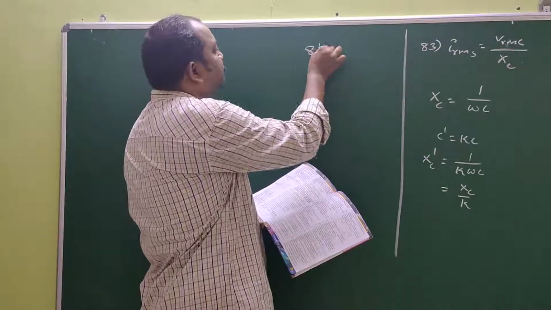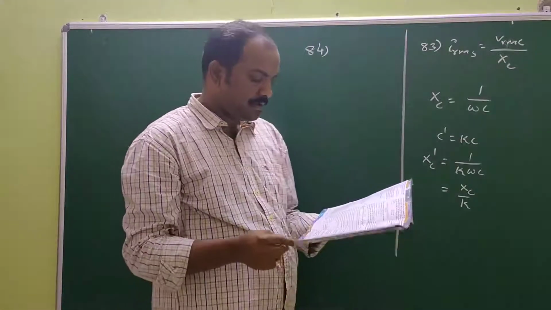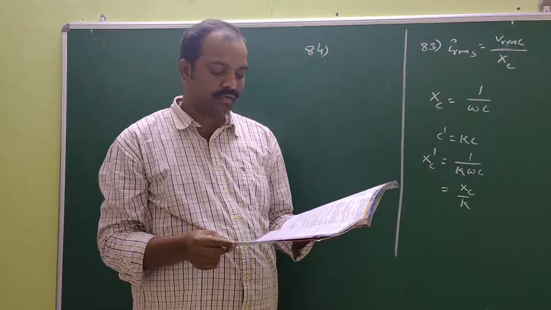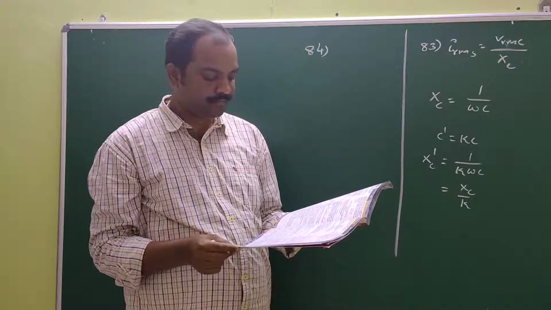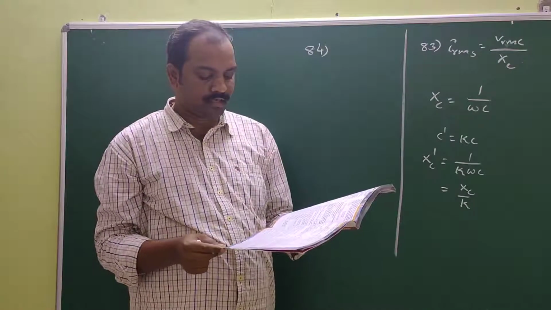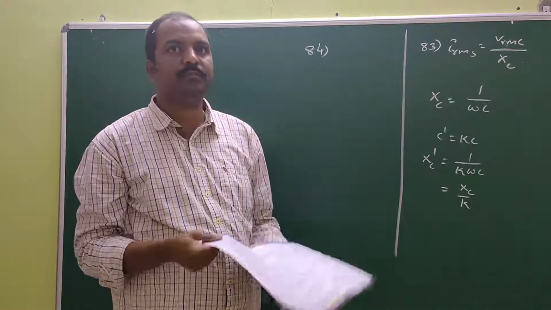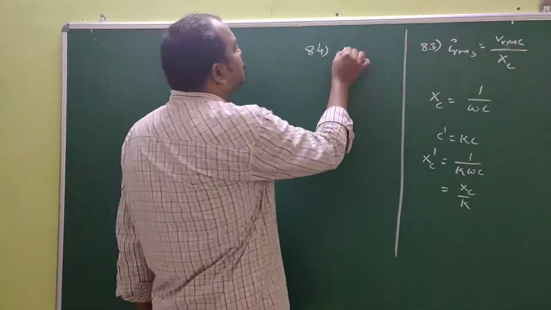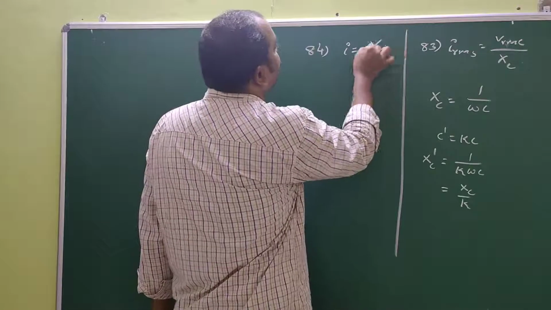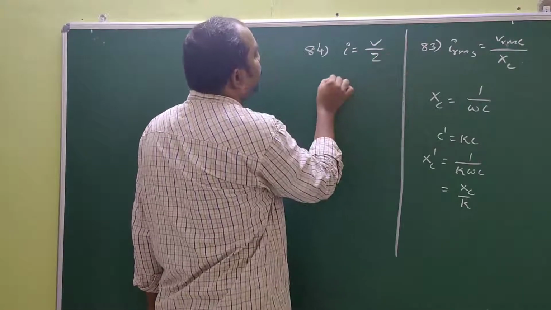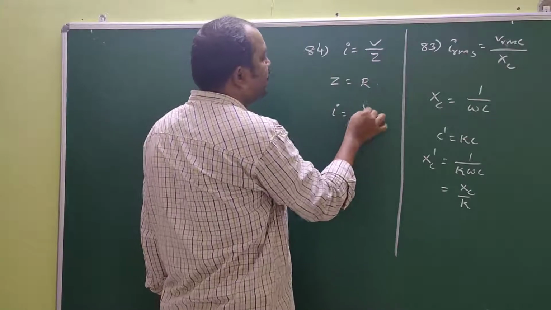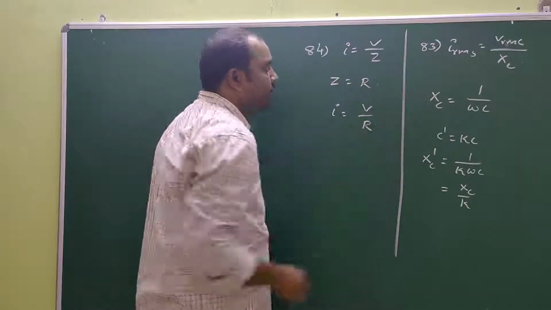Next question, 84. The value of current in two LCR circuits at resonance is the same, connected across the sinusoidal voltage. At resonance, the current passing through the circuit is V by Z. But at resonance, impedance is equal to resistance. So I is equal to V by R.